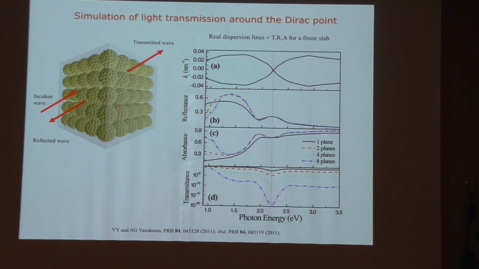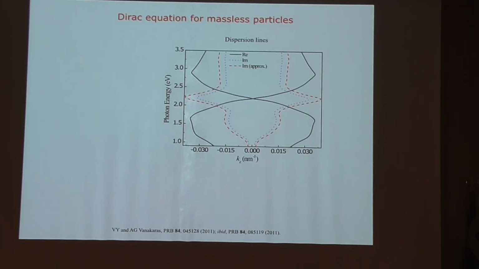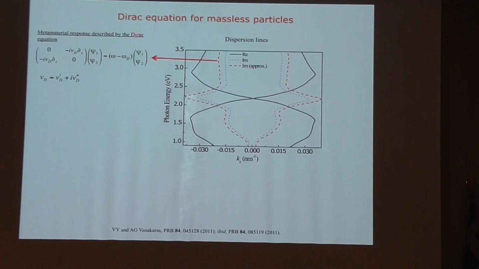So one can actually measure this experimentally. And here we can actually see that the dispersion relation, this is for the imaginary part of the wave vector, agrees very nicely with the corresponding imaginary part of the wave vector provided by the Dirac equation. The red line here is from the Dirac equation. The others are the ab initio electrodynamic calculations. There is a very good agreement.